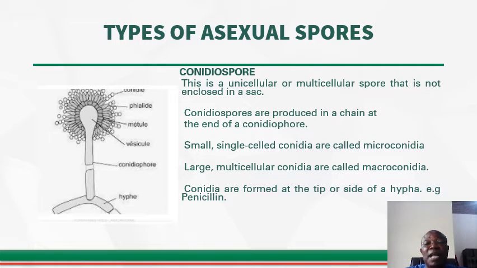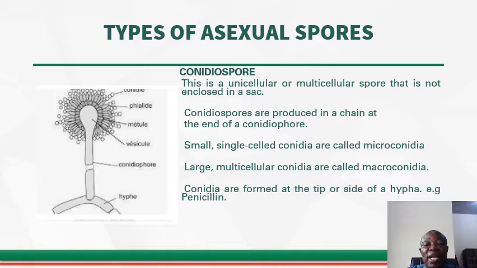Another spore type is conidiospores, and a conidiospore is a unicellular or multicellular spore that is not enclosed in any sac. We find this one mainly in fungi like Penicillium. The conidiospores are produced in chains at the end of the conidiophore, as you can see in the picture on the left hand side.